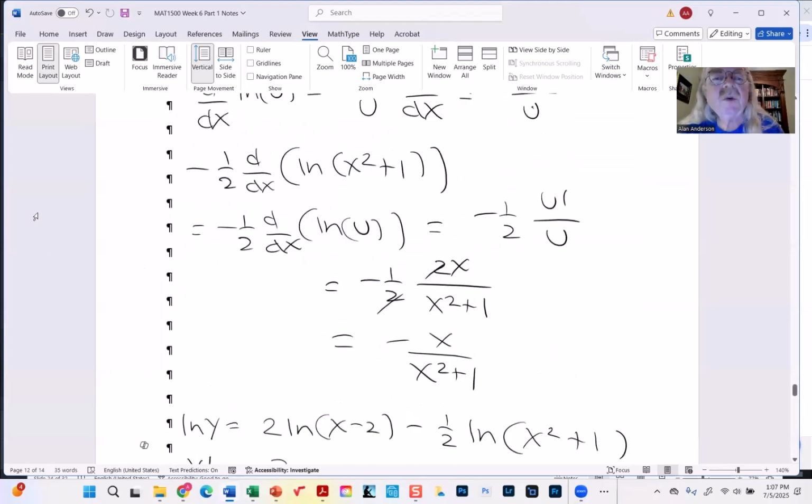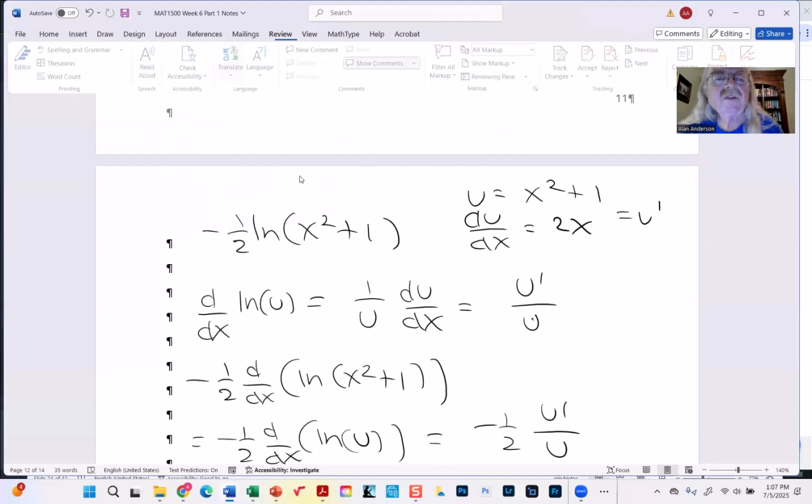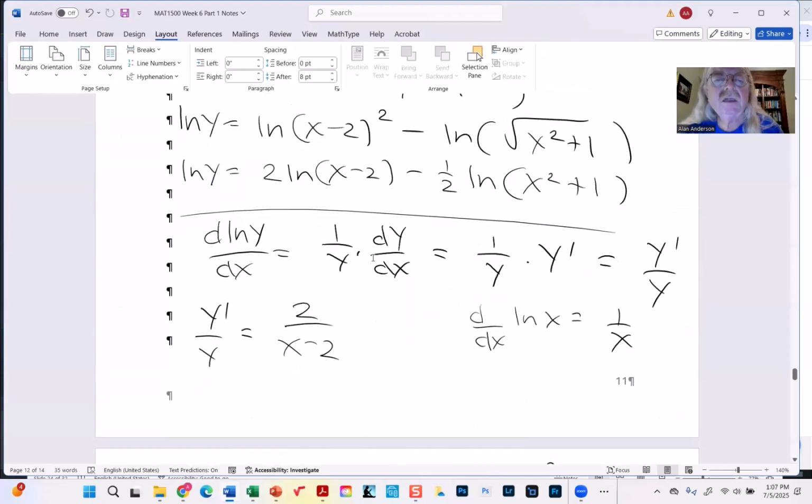By the way, I do want to point out that for this first term, 2 times log (x minus 2), you don't need to use the u substitution because the derivative of x minus 2 is just 1 anyway. So we are using it behind the scenes, but since it's just x minus 2, we end up with just 2 over (x minus 2). But over here, the derivative of x squared plus 1 is 2x, so we need to take that into account.